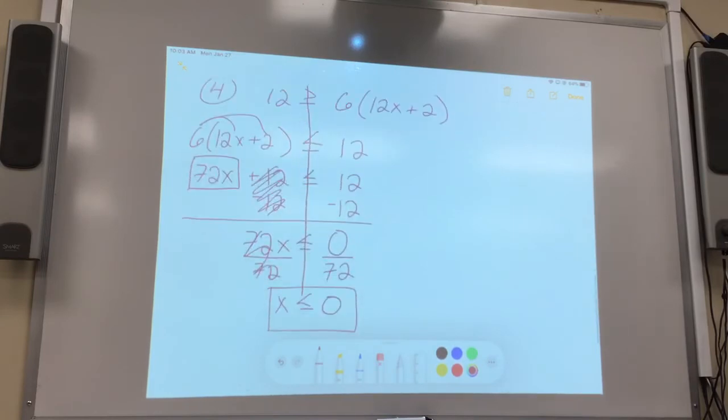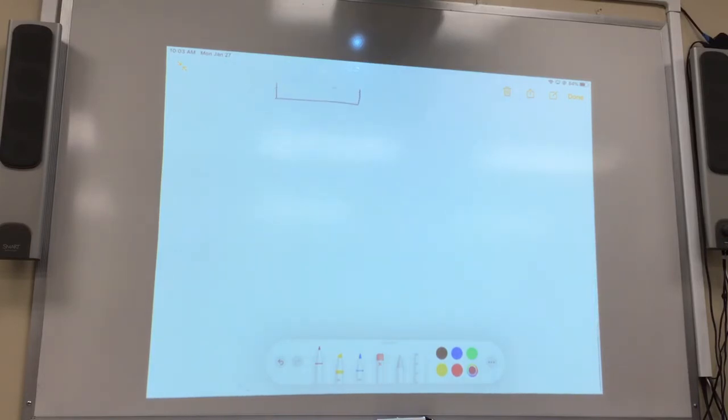Okay, so 6th graders, I'm going to give one of these to you, and I want you to try this one on your own. Ask if you don't know where to begin or along the way need help. I'll walk around and answer your questions. This is question number 5.